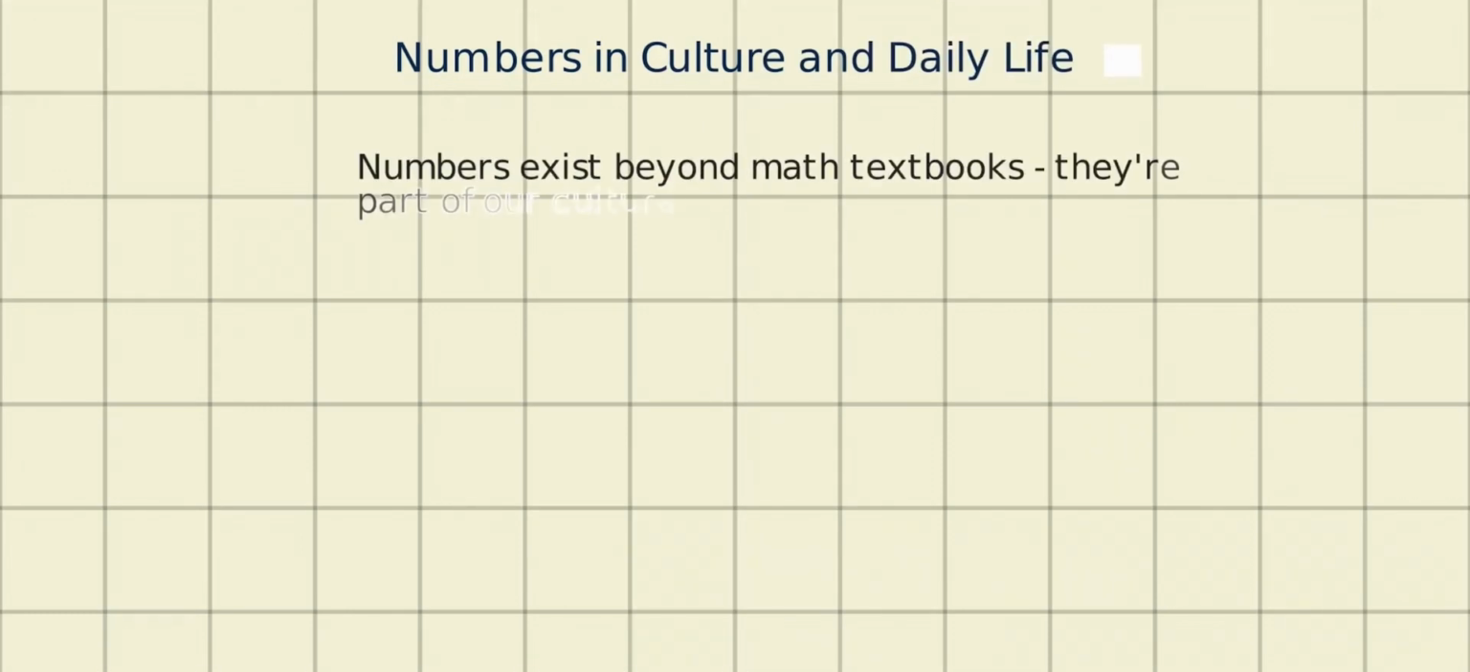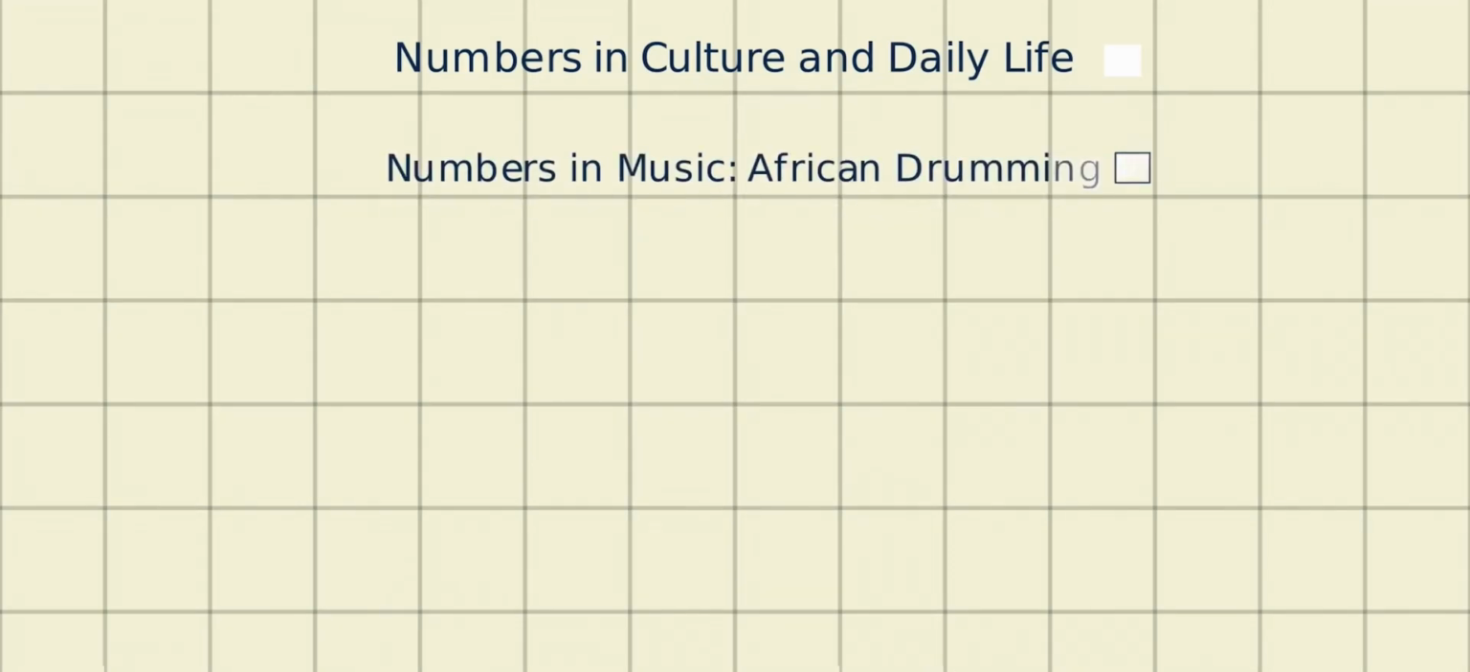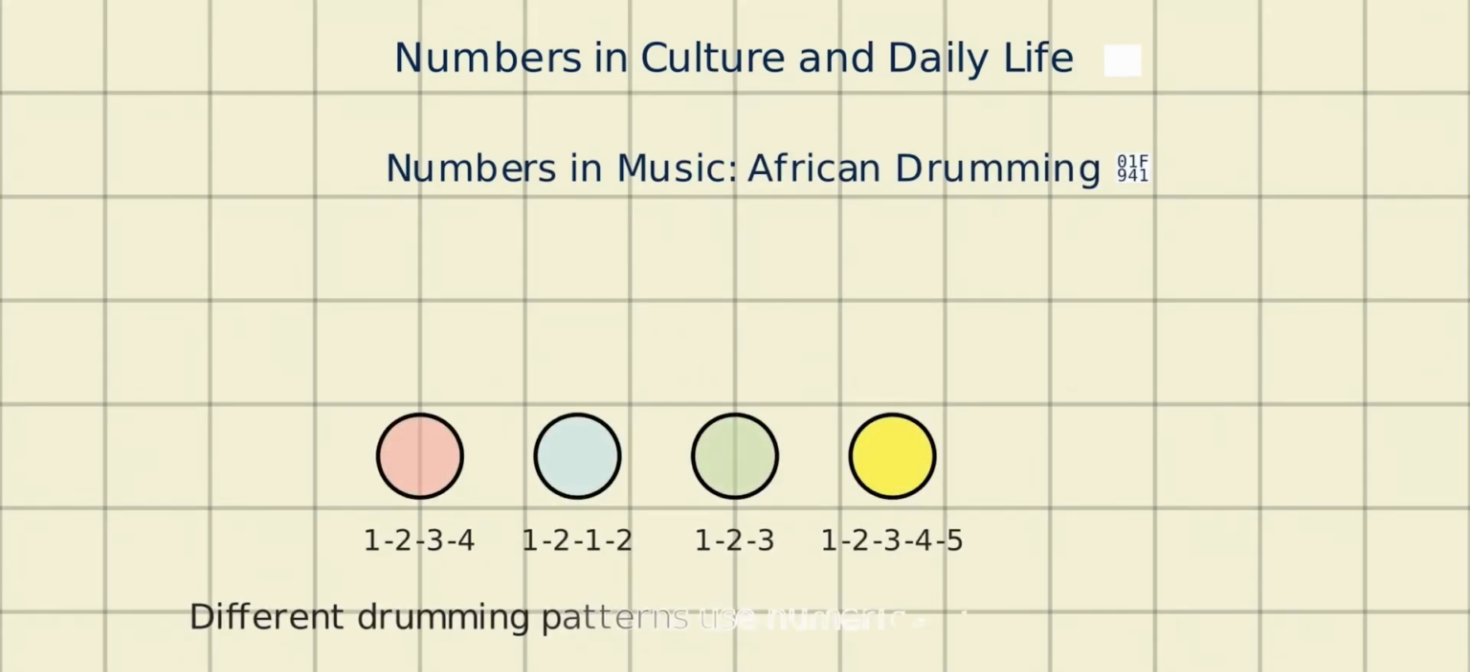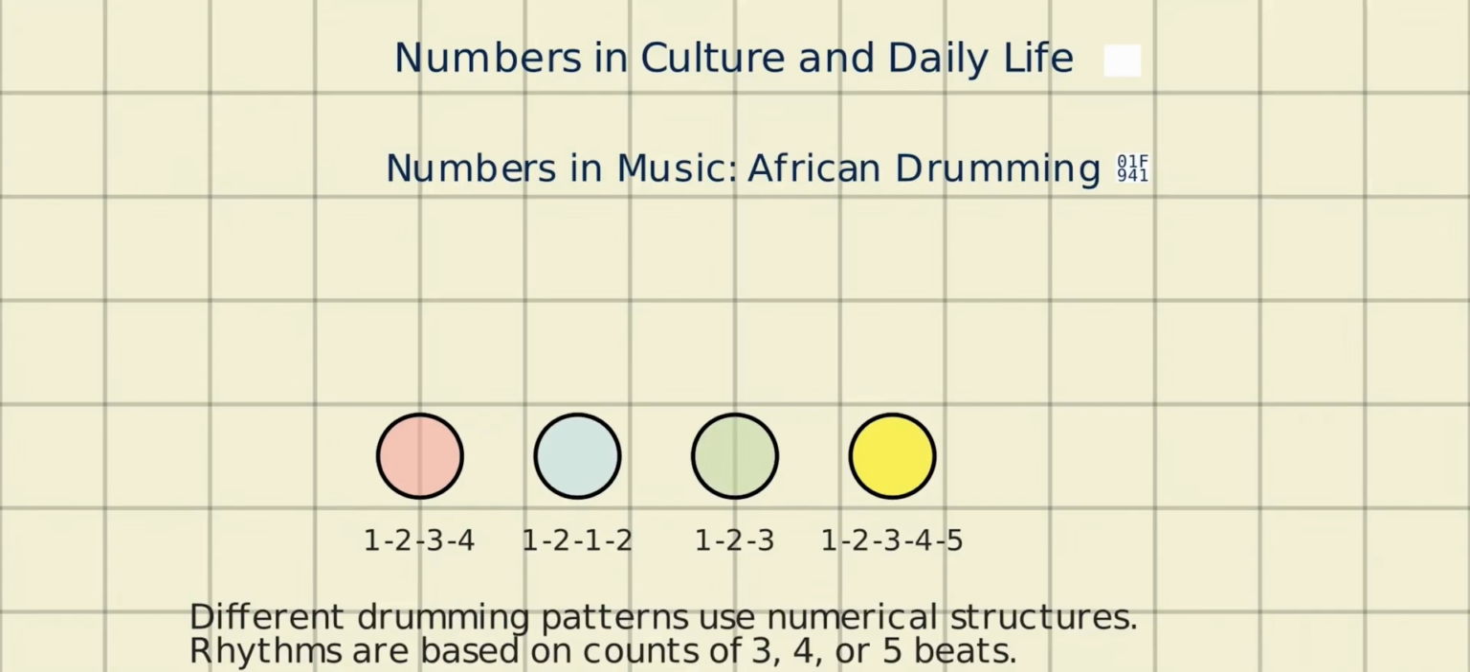Numbers in culture and daily life. Numbers exist beyond math textbooks. They're part of our cultural heritage and daily lives. In African drumming, numbers create rhythm and pattern. Different drums may play cycles of 3, 4, or 5 beats, creating complex polyrhythms.